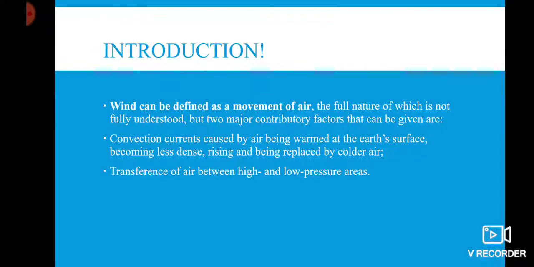Introduction. Wind can be defined as a movement of air, the full nature of which is not fully understood. But two major contributory factors that can be given are: firstly, convection currents caused by air being warmed at Earth's surface, becoming less dense, rising and being replaced by colder air. Secondly, transference of air between high and low pressure areas.